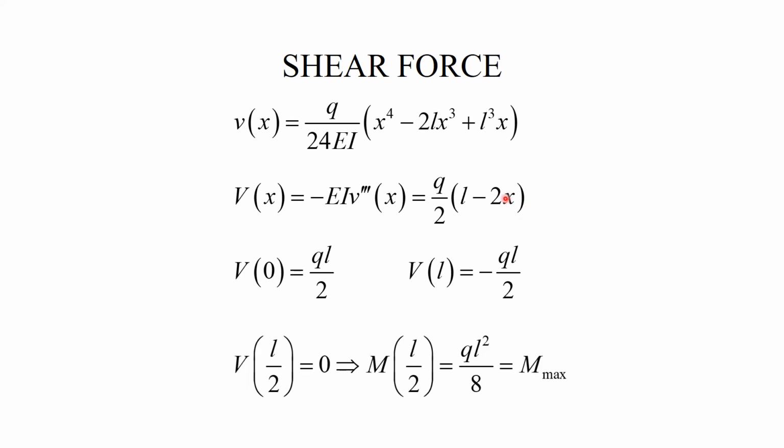At x equal to L over 2, V is equal to 0. It means L over 2 is the critical point for M, and this allows us to claim something that is probably somewhat obvious, but good to confirm, that the bending moment in the middle is maximum.